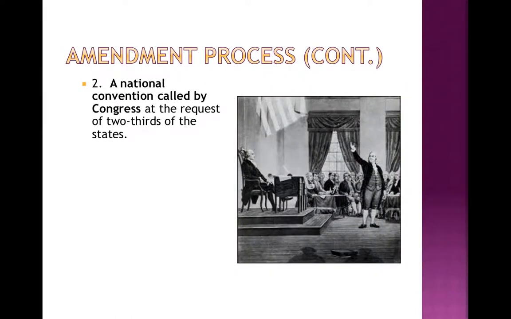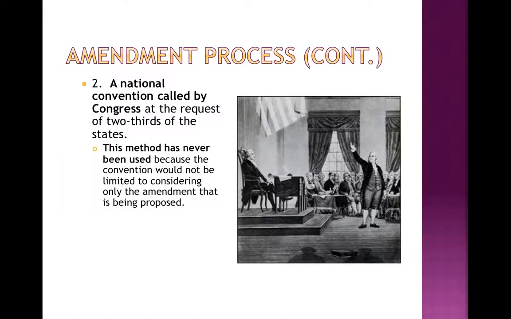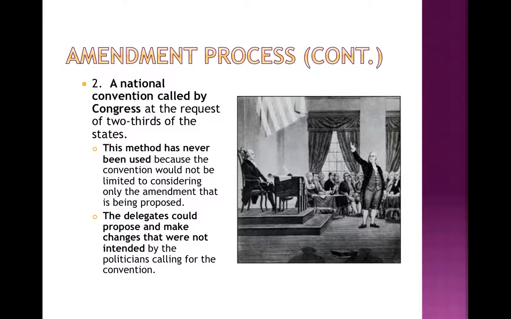Another method, the second method, is a national convention called by Congress at the request of 2/3 of the states. This method has never been used because the convention could not be limited to considering only the amendment that is being proposed. It would open up all kinds of controversial things and could create a lot of problems. And the delegates could propose and make changes that were not intended by the politicians calling for the convention in the first place.